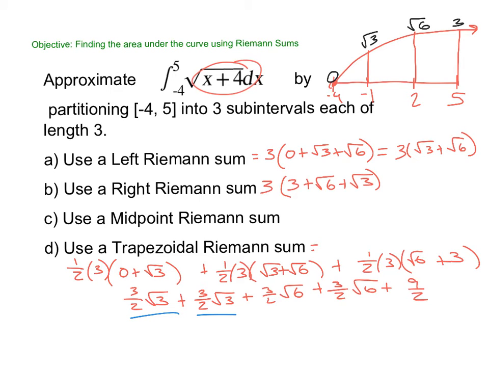So 6/2. Oh, 6/2 is, oh, so that's 3√3 plus 3√6 plus 4.5, or 9/2. Cool. Okay, midpoint. So midpoint, I'm plugging in. So I got that guy, this guy, this guy. Oh, this is not going to be good.